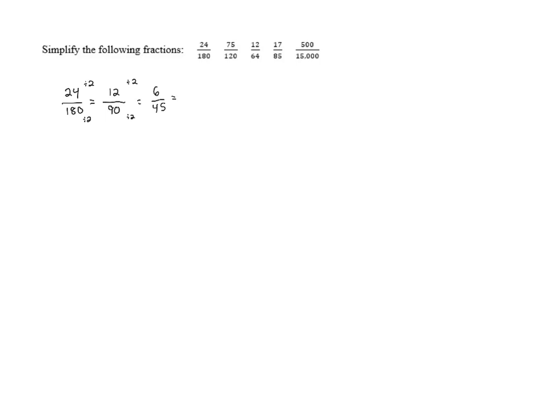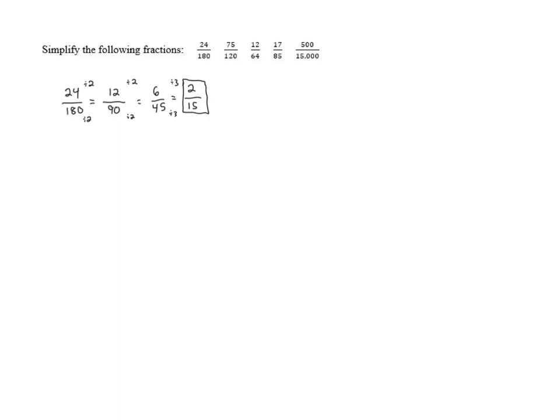And finally, these are both divisible by 3. So I'm going to divide the top and bottom by 3. And that gives me 2 on the top. And then 45 divided by 3 is 15. So we end up with 2/15.